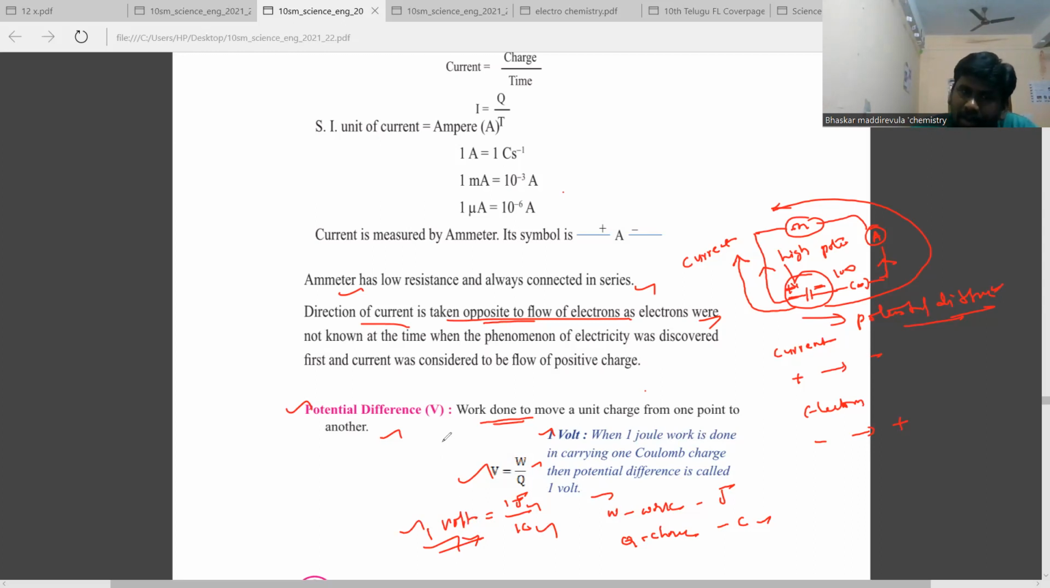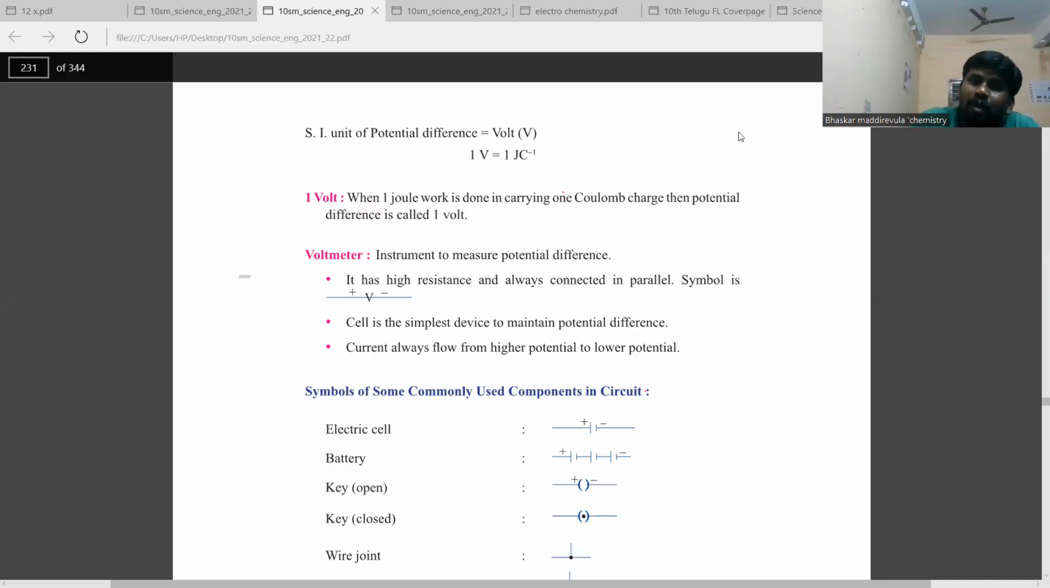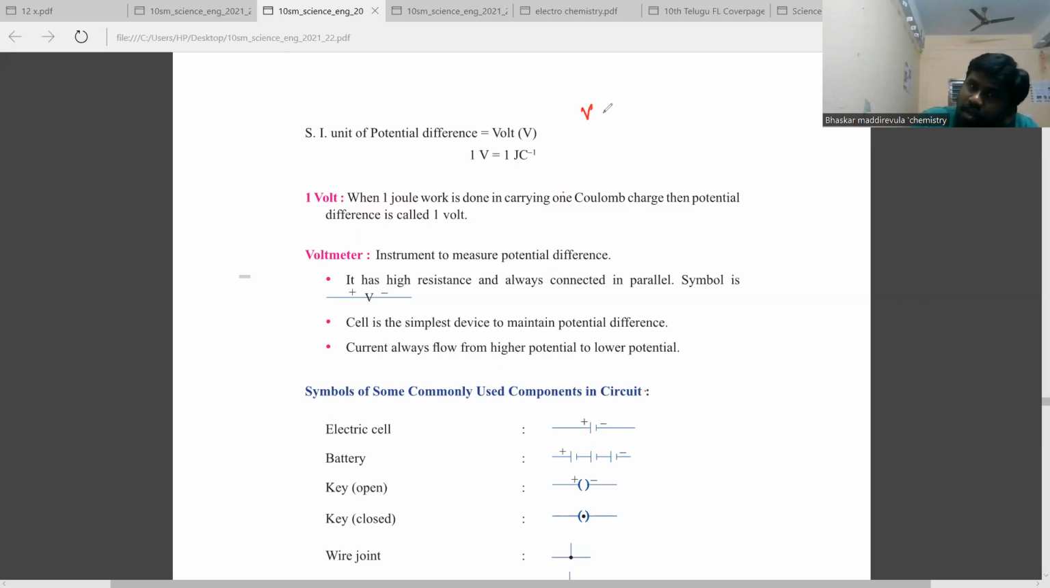So keep in mind, because of the potential difference in the circuit, there is a flow of charges. We can show potential difference in terms of V. Potential difference equals work done by the charge divided by the charge, V = W/Q.